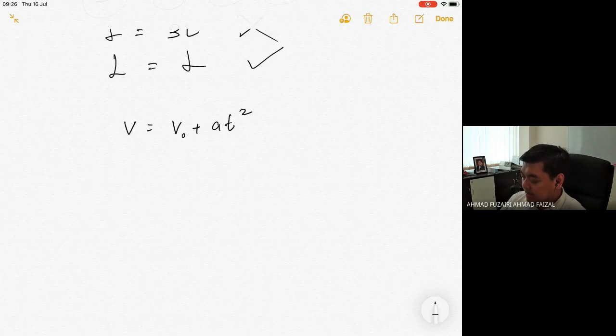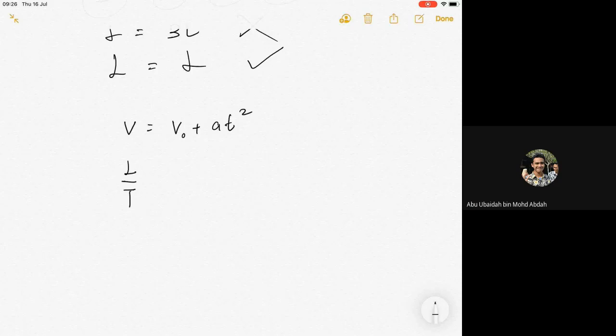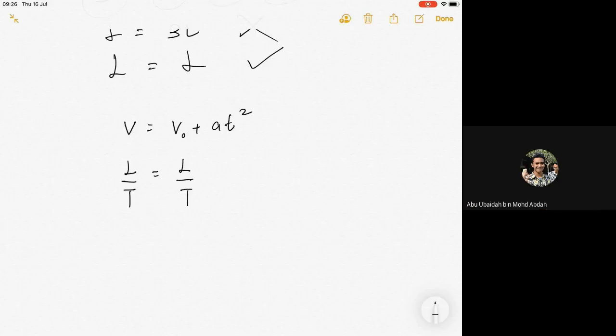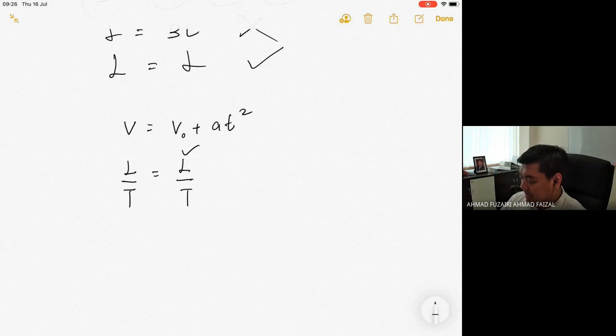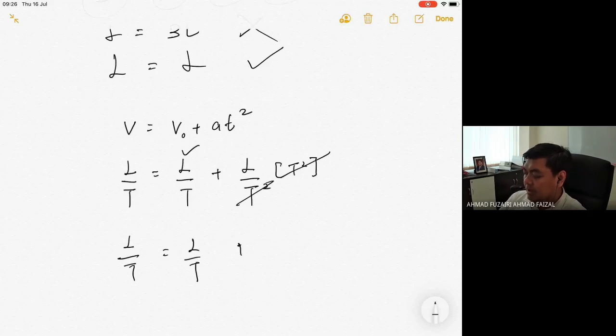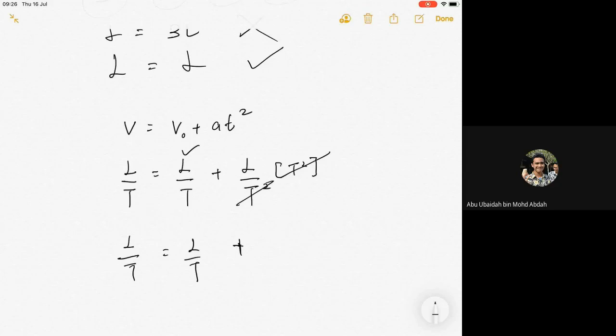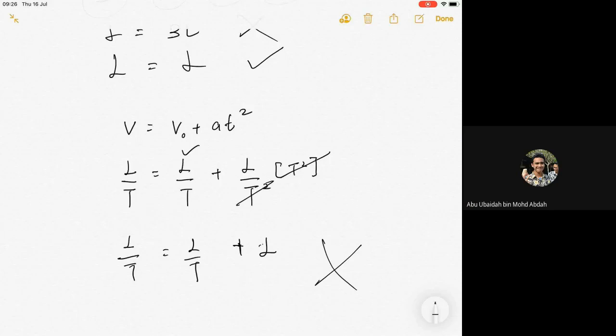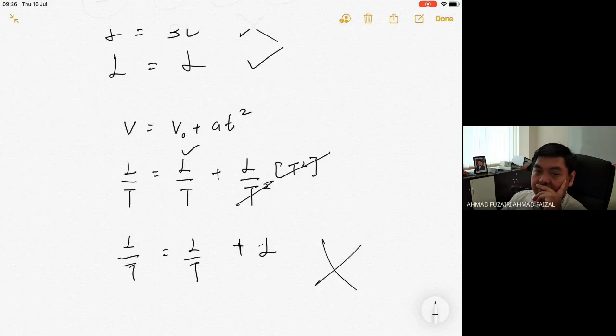Okay, kita cuba buat. So V ialah apa? L per T. Correct. So yang ni pun L per T. So ini betul. Okay. Plus dengan L per T square. Yang ni T square. So kita akan potong T square dengan T square. So dapat L over T. So sepatutnya kalau equation ni betul, yang sebelah selepas ni mesti L over T. Tapi dia dapat L saja. So definitely this is dimensionally inconsistent. So that's how you show and you prove.